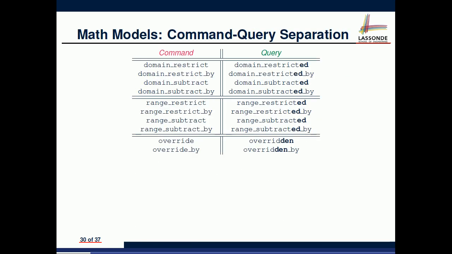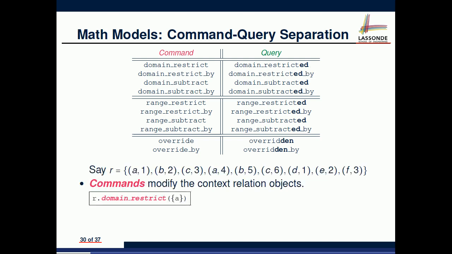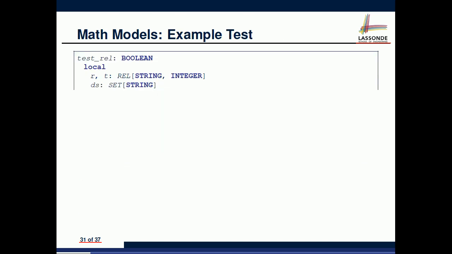Anyway, this table over here summarizes every command that you have in the math model. For example, the first one: domain restrict is a command, which means it modifies the current context objects. Domain restricted is simply going to return a new mathematical object. We'll see an example in a moment. I'll go over this later.